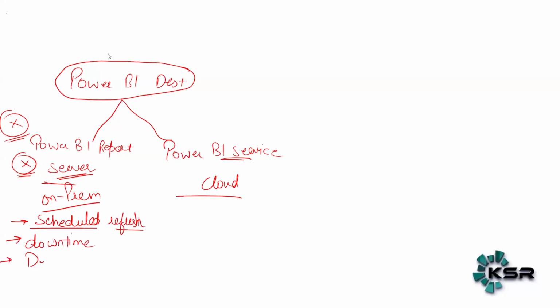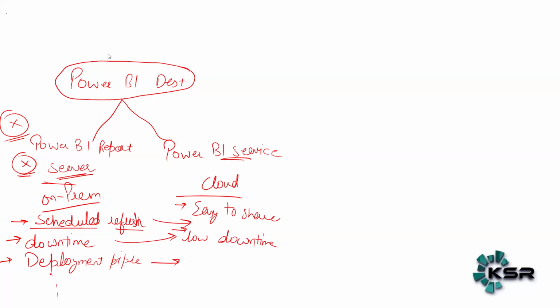Then you cannot use deployment pipeline here, and there are n number of features that Power BI service offers which you can't use. So in Power BI service, it is easy to share, right? Then we can use the scheduled refresh, there will be no load or downtime here, then we can use the deployment pipeline. Similarly, we can have multiple developer support. So there are so many things there.